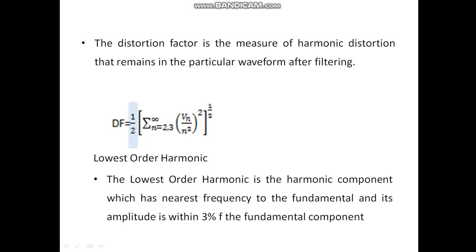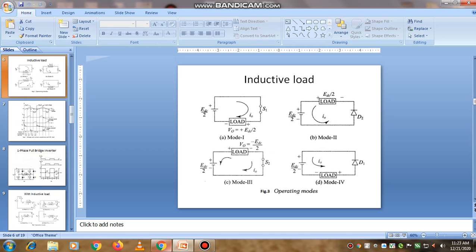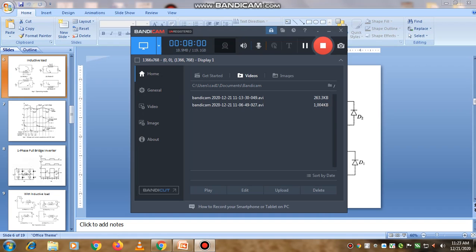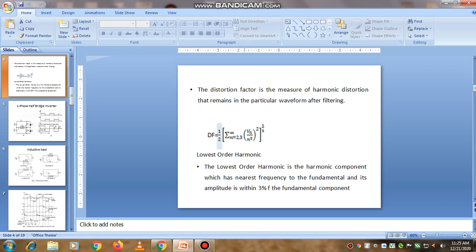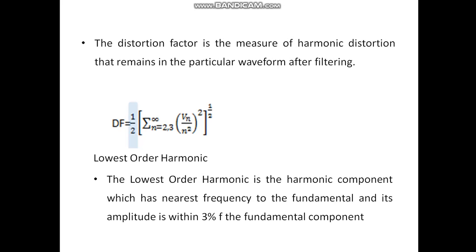So we can see the formula: Vn upon n squared, where Vn is the nth harmonic. So suppose the second harmonic divided by second squared, whole squared. Coming back to the point, sorry for the interruption. So the distortion factor is the measure of harmonic distortion that remains in a particular waveform after filtering. So you have this formula for the distortion factor.